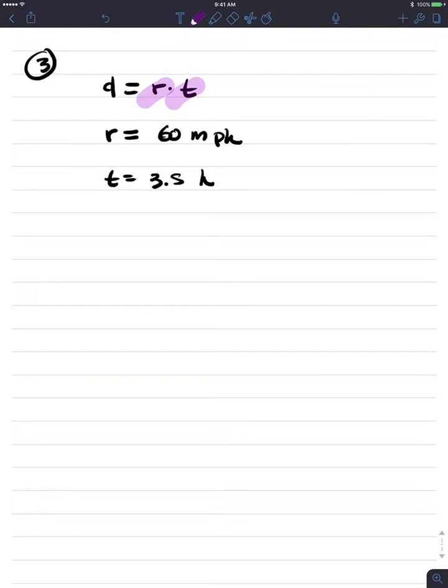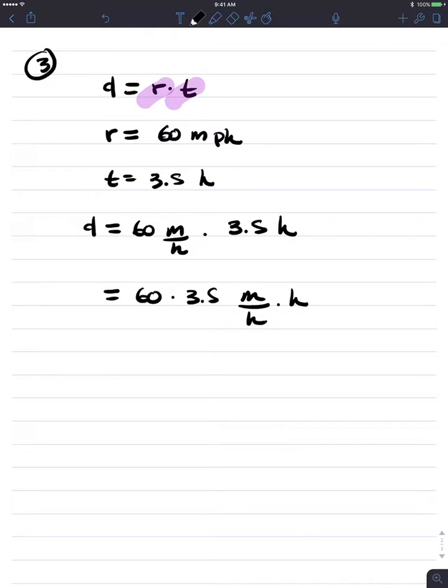So in our equation here, we'll end up with D is 60 miles per hour times my time of 3.5 hours. If I rearrange my terms, I get 60 times 3.5, miles per hour times the hour. We're going to cancel our units. We end up with miles. We have to compute 60 times 3.5. We're going to use our multiplication format with the decimal.